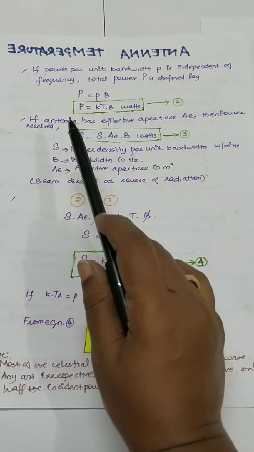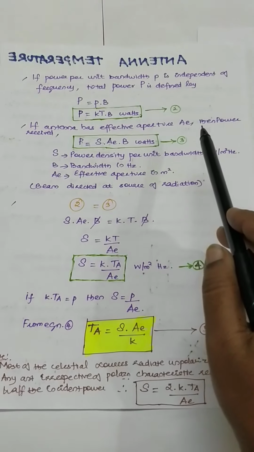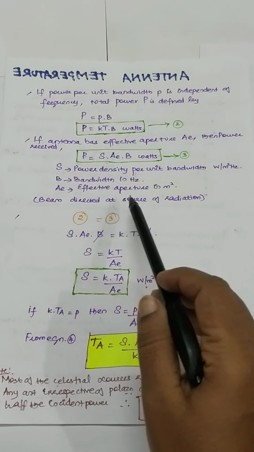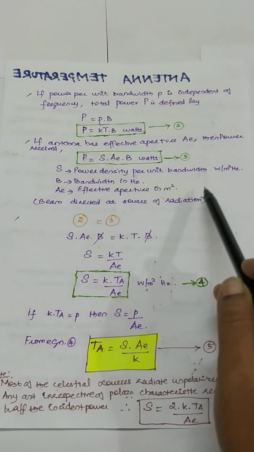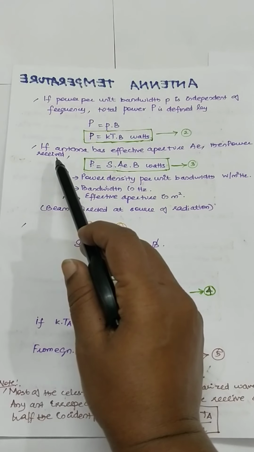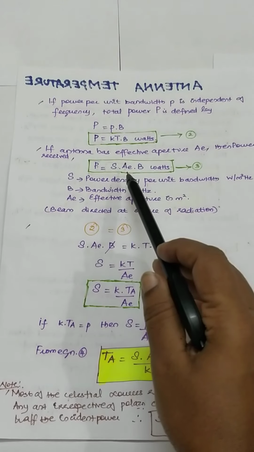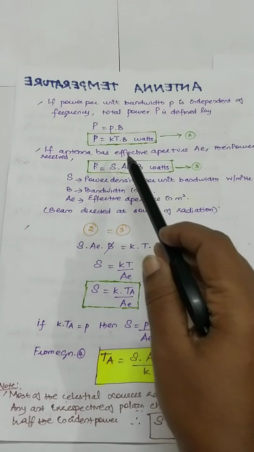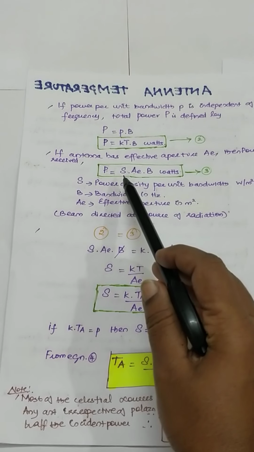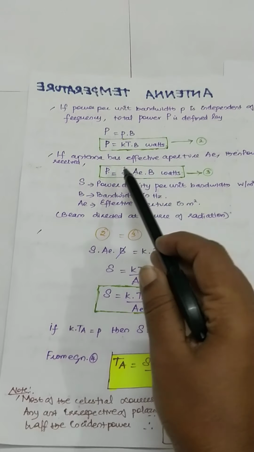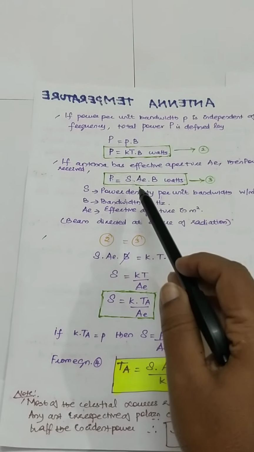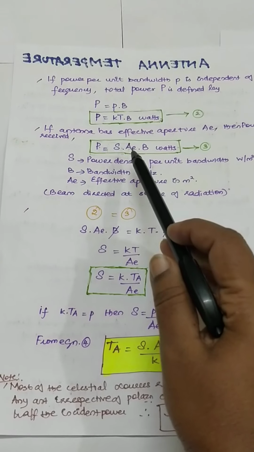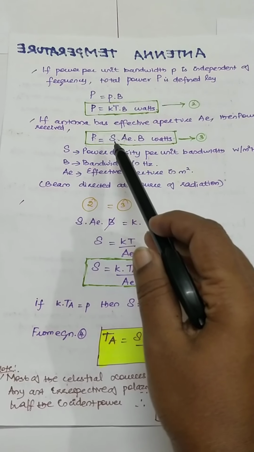Second condition, if the antenna has an effective aperture AE, then I am assuming that the beam is directed at the source of radiation to find the power received. So the same power received can also be defined in terms of S AE B. Instead of KTB, it is defined in terms of S AE B. What is this S? What is this AE? Already in the previous parameter we have discussed very clearly the effective aperture. S is the power density per unit bandwidth.